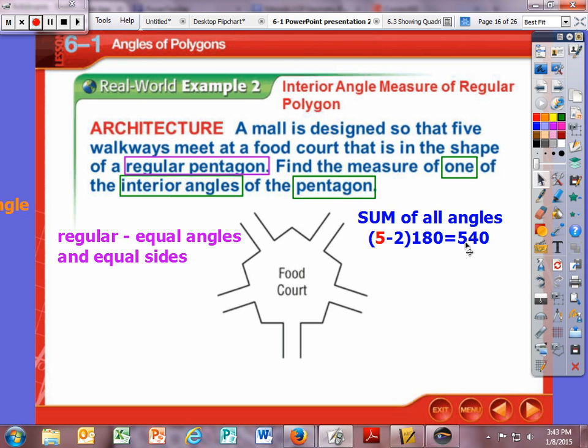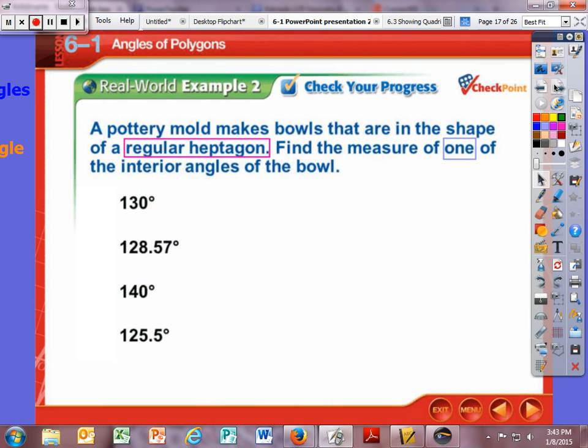And then remember, we don't want the sum. The question is asking for one. So take your sum and divide by the total angles. There are 5 total interior angles. So 540 divided by 5 is 108. Each one of these interior angles is 108 degrees. All right, pause the video. Try this one.